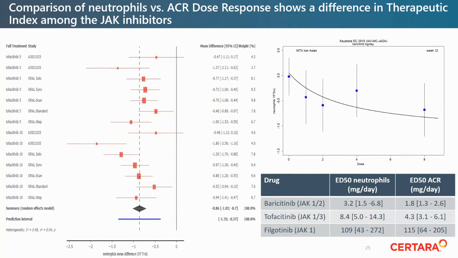We can also look at safety, do the same from our phase 2 data on baricitinib. And actually, if we analyze that from a dose response perspective, we may see something quite interesting, namely that 2 of these JAKs seem to have a higher ED50 or a lower potency with regards to their neutrophil effect relative to the ACR if I compare them to another one, meaning that for a given ACR response, they'll have less neutrophil effect than filgotinib, in this particular example, another JAK inhibitor. So obviously I can expand what we're doing on efficacy to the safety side.